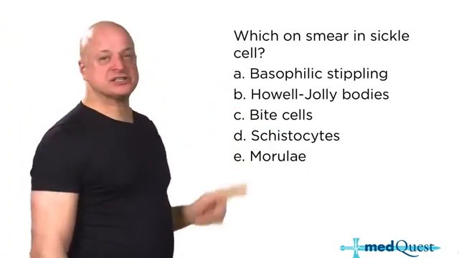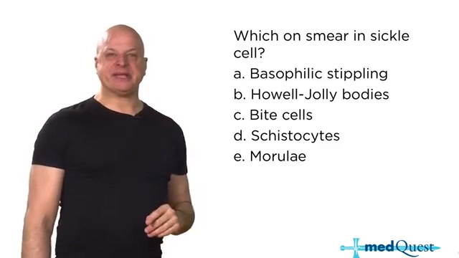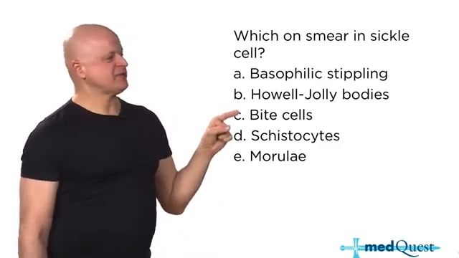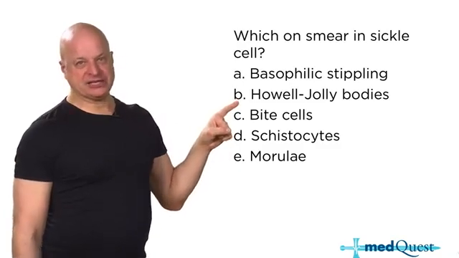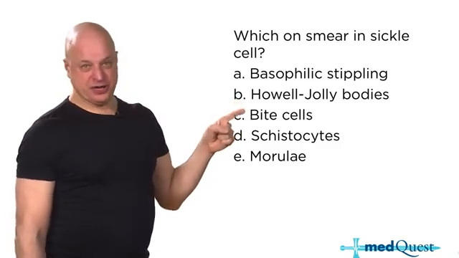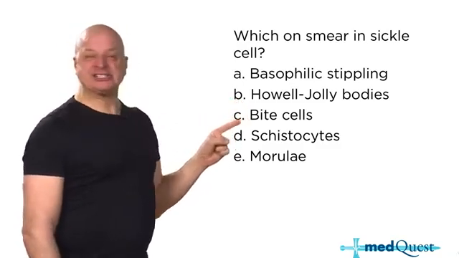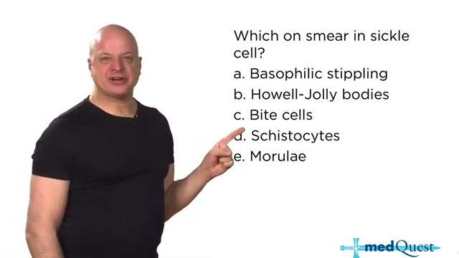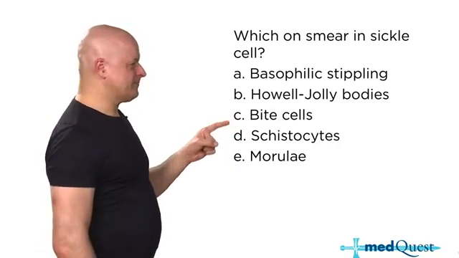Oh, look, I don't see sickle cell there. Basophilic stippling is with lead poisoning. Howell-Jolly body, that's when you have no spleen. Howell-Jolly body, what a great name. What do you have? I have a Howell-Jolly body. Bite cells are with G6PD deficiency. Your spleen takes a bite out of your Heinz body.